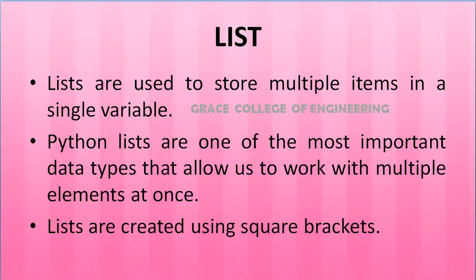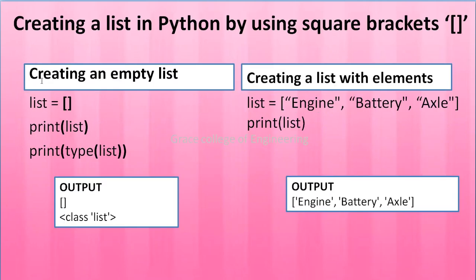So what is a list? Lists are used to store multiple items in a single variable. Lists are created using square brackets. Here, creating an empty list: list is equal to square brackets, then print list. This is the variable which is present here. Print type of list. If you want to know the type of the list, you can write it this way. So the output is empty square brackets and the type is class list.